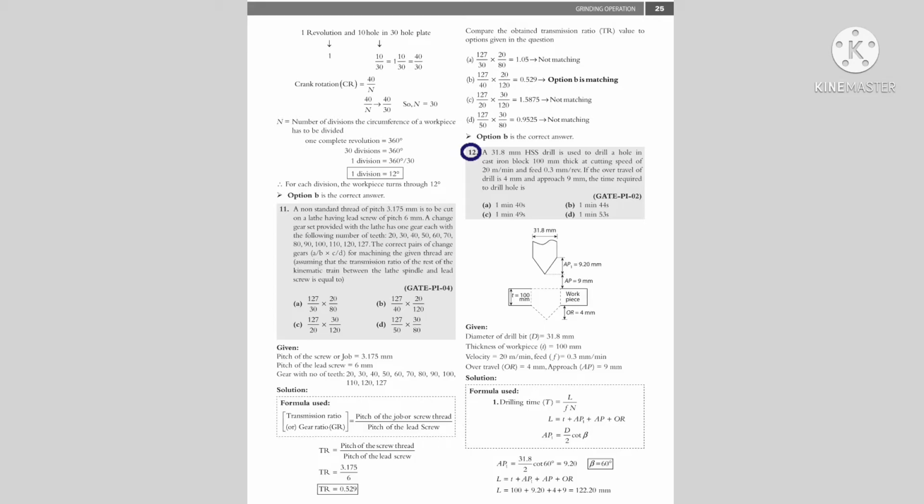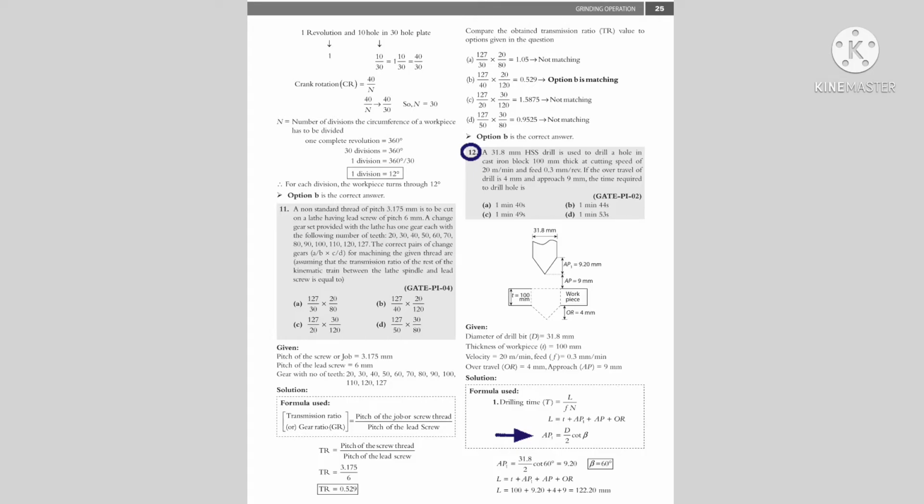Formula for drilling time is L by Fn, where this capital L refers to the total length of the tool travel, which includes depth of the workpiece, approach, over travel and compulsory approach, that is AP1. Compulsory approach can be calculated using the formula AP1 is equal to d by 2 cot beta, where d is diameter of drill bit, beta is point angle, which is a constant value of 60 degrees.